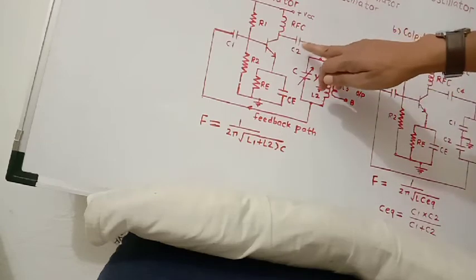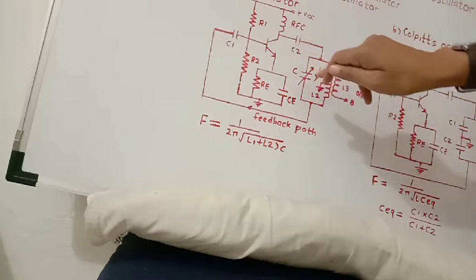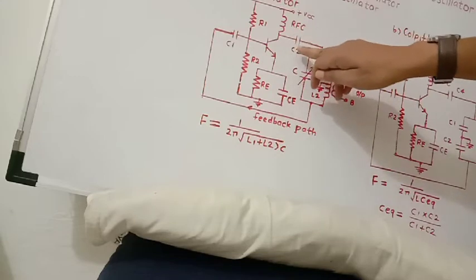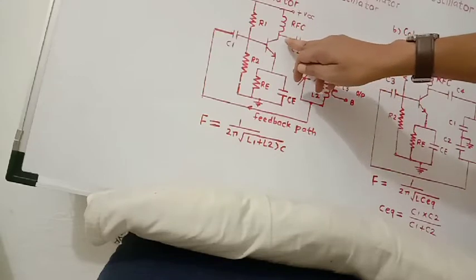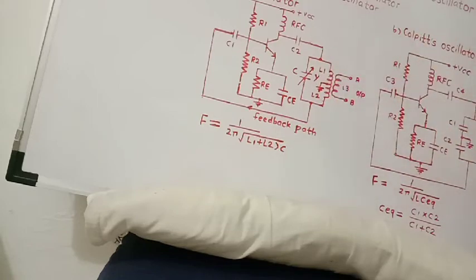This C2 passes AC and it blocks DC. So this is called a blocking capacitor. It does not allow DC to pass through it. It only passes AC, or alternating current, to the tank circuit.